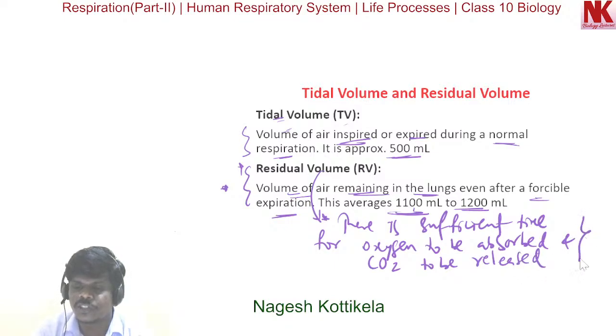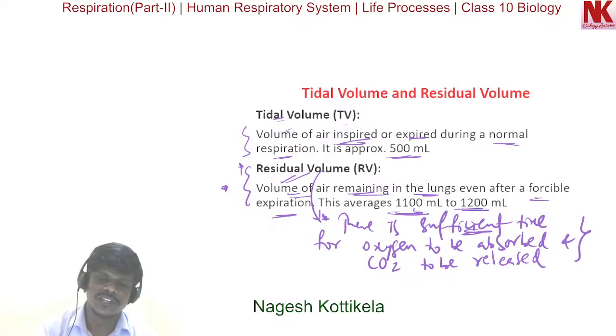It means the gaseous exchange process occurs smoothly because of this residual volume, because there is already a certain volume of air inside the lungs all the time. Even after forcible exhalation there is a certain volume of air, and that is what we call residual volume. Because of it there is sufficient time for oxygen to be absorbed and carbon dioxide to be released during the breathing cycle. This is the importance of residual volume.